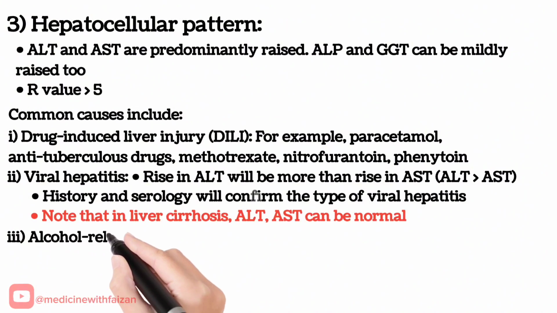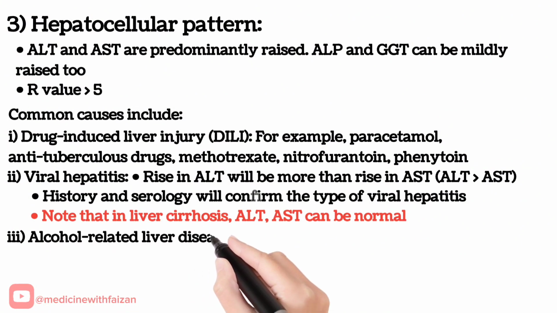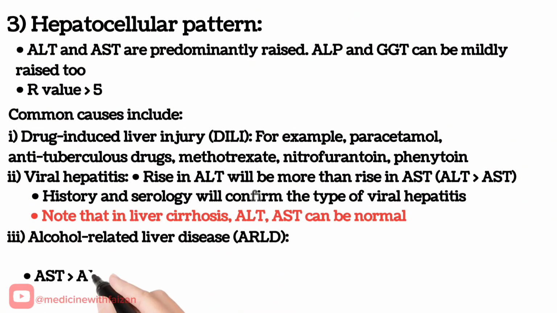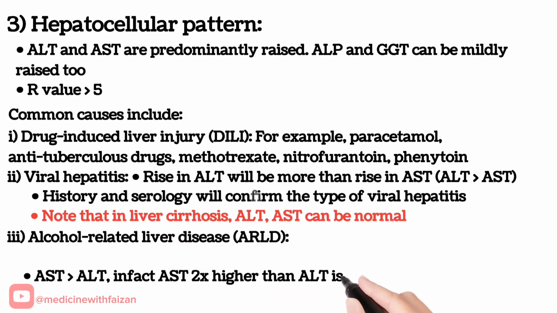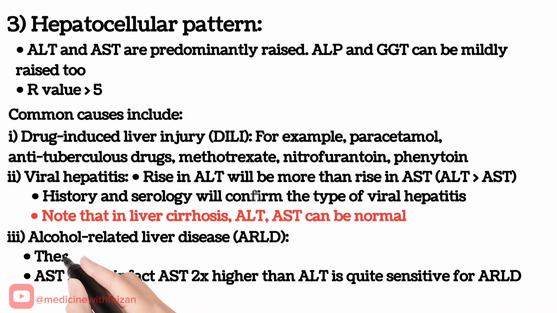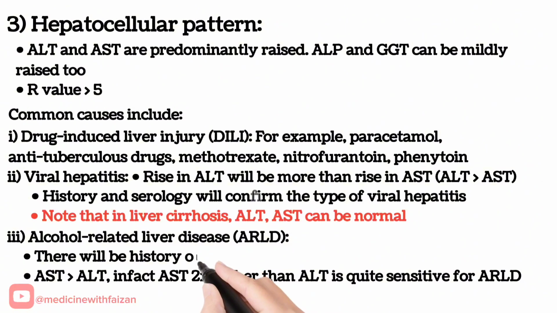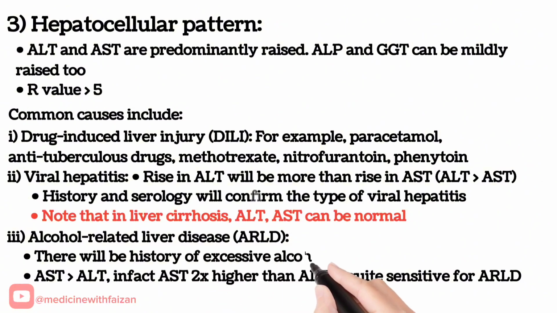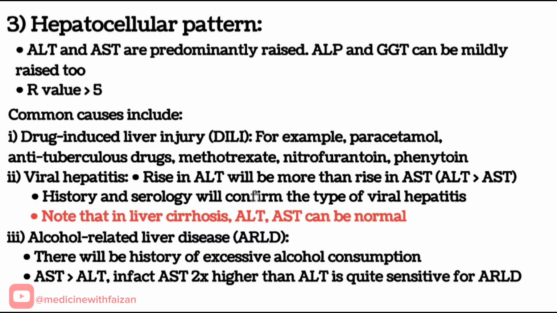Alcohol-related liver disease, ARLD or just ALD, can also cause hepatocellular injury. There will be history of excessive alcohol consumption, and the rise in AST will be higher than the rise in ALT. In fact, if AST is double the value of ALT, then it is quite sensitive for alcohol-related liver disease.